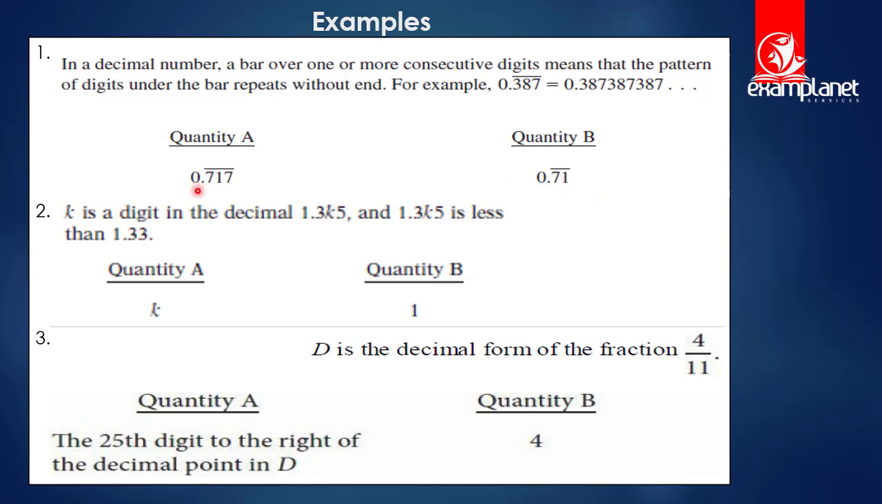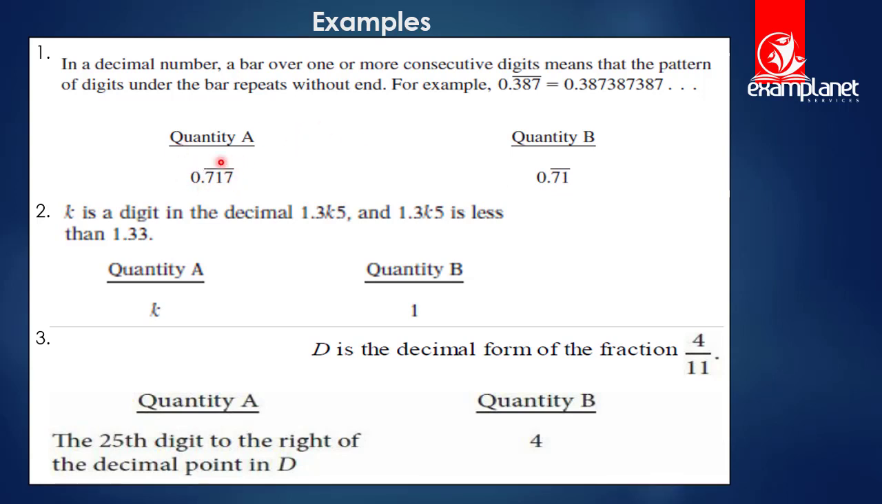So here now, quantity A says 0.717717717, and this one says 0.717171. So how do we compare these two quantities here? 0.717717717717, and so on. Then 0.717171717171, and so on. Which one is bigger? Is it because this has 3 digits and this one has 2? You can see this one is bigger than this. Well, we cannot just use that to conclude.